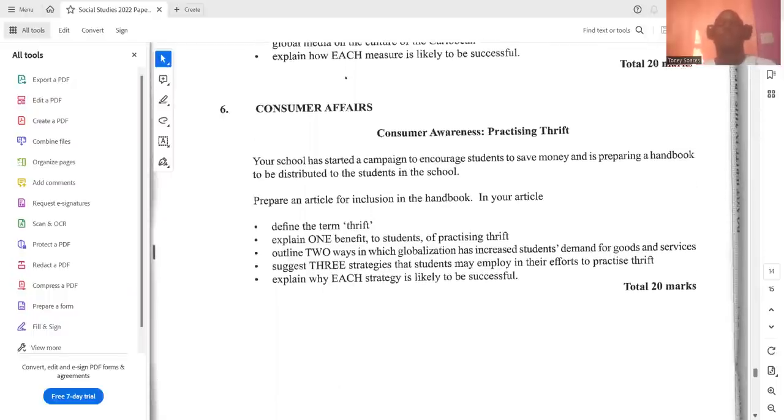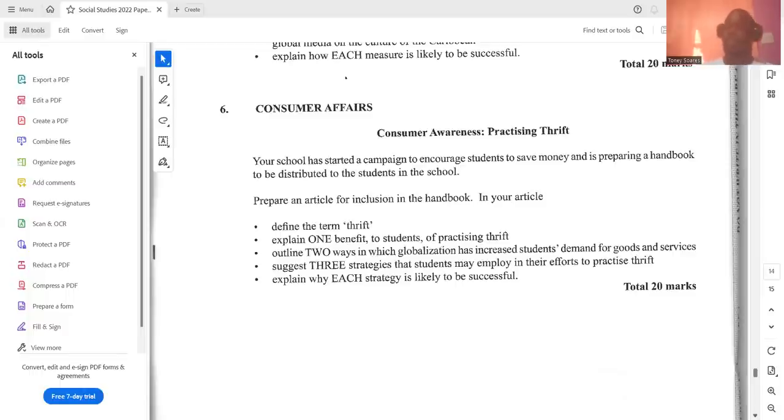Consumer awareness, practicing thrift. Your school has started a campaign to encourage students to save money and is preparing a handbook to be distributed to the students in the school. Prepare an article for inclusion in the handbook. In your article, you are going to define thrift.